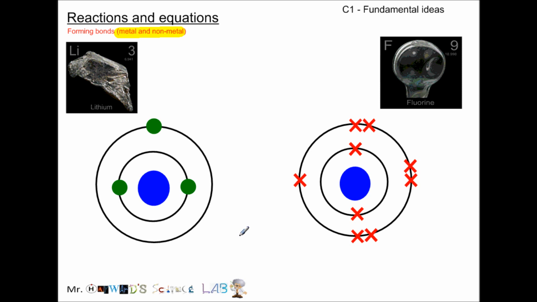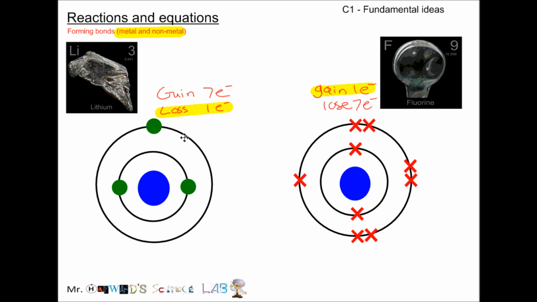We could either gain 7 electrons or we could lose 1 electron for the outer shell. And it is easier to lose 1 electron. With fluorine, it can gain 1 electron or lose 7 electrons. So it's going to do the easiest one, and the easiest ones are for the lithium to lose 1 electron, and for the fluorine to gain 1 electron to fill that outer shell.